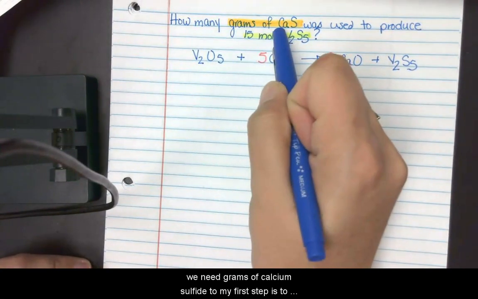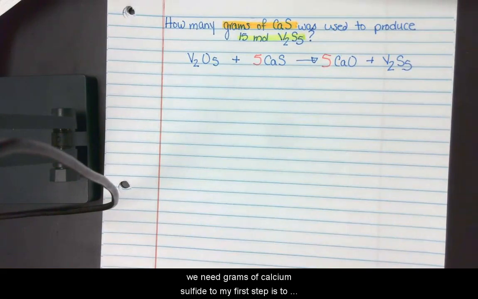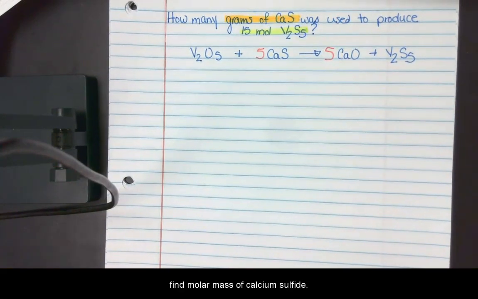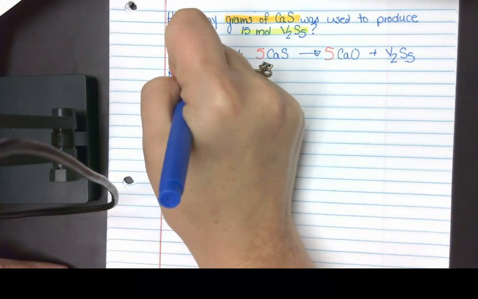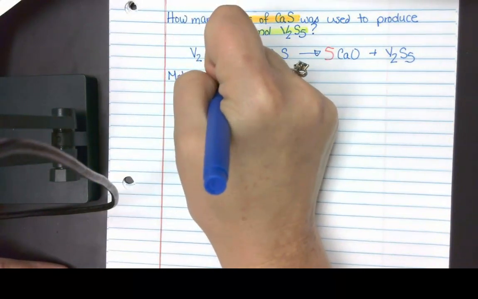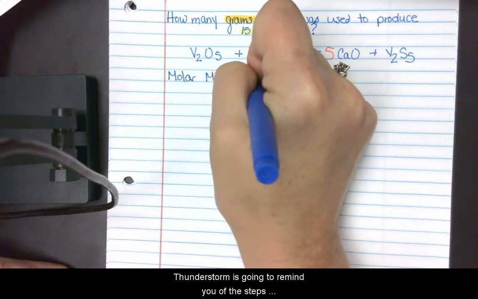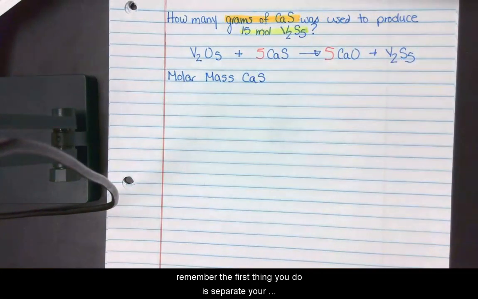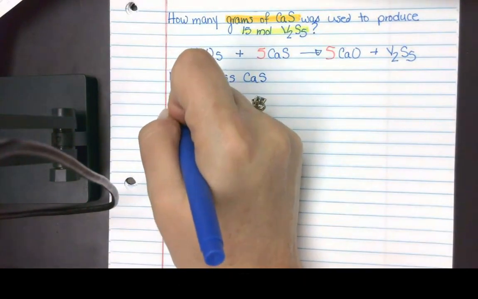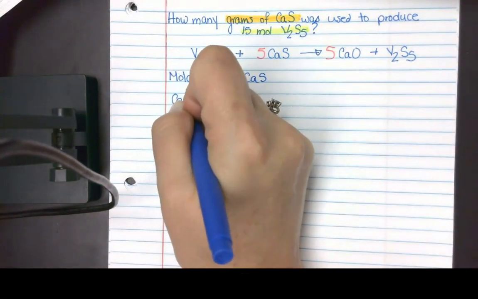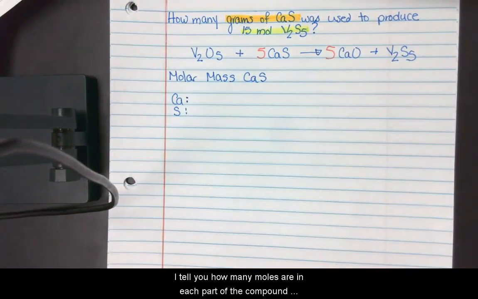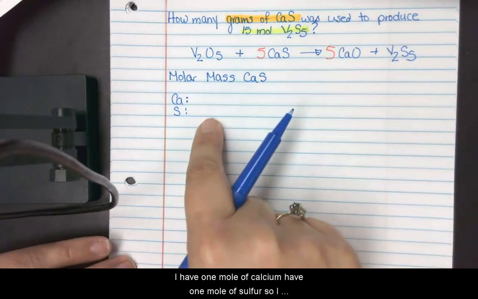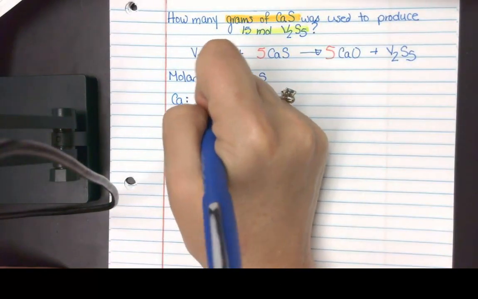So we need grams of calcium sulfide. My first step is to find the molar mass of calcium sulfide. And we've done this before. I'm just going to remind you of the steps. Remember, the first thing you do is separate your compound. So I have calcium and I have sulfur. I tell you how many moles are in each part of the compound. I have 1 mole of calcium and 1 mole of sulfur. So I go ahead and write that out.